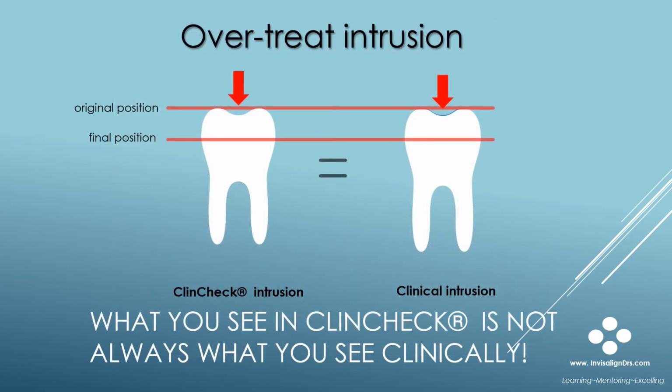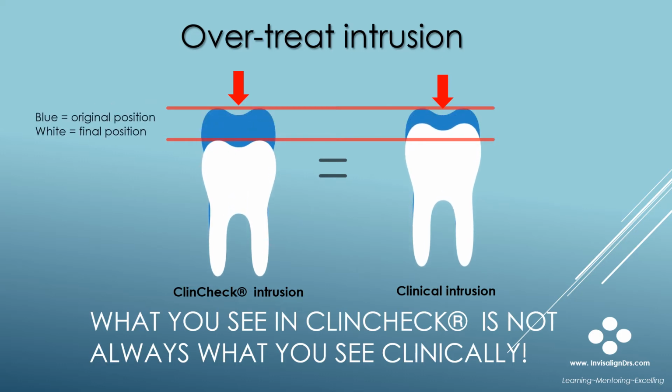It is important to understand you do not usually get all the intrusion you see programmed into a ClinCheck. Therefore, additional intrusion needs to be added to the initial ClinCheck. We refer to this as overtreatment, where additional intrusion is programmed into the regular stages and not at the end. This graphic shows what you may see with your cases. Note on the right graphic how the clinical intrusion lagged behind the ClinCheck intrusion displayed on the left graphic.